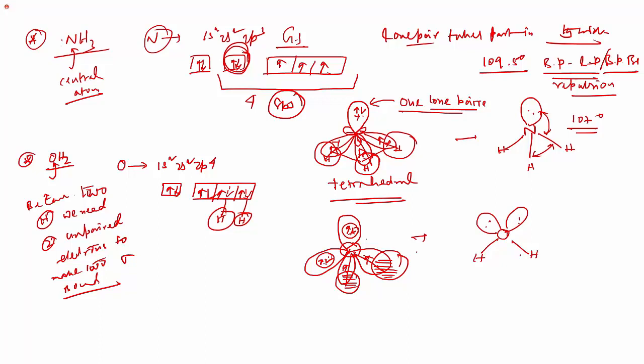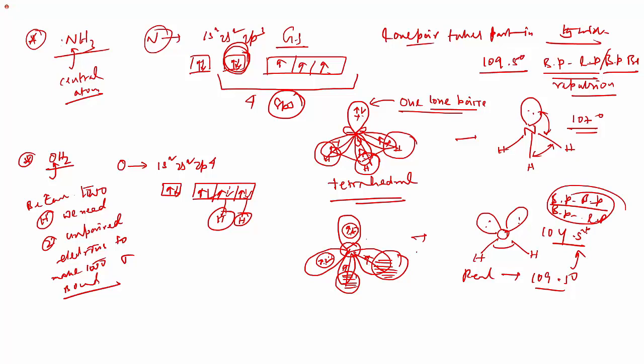So that's why this bond angle is 104.5 degrees, but in the real tetrahedral case the bond angle is 109.5 degrees. But due to bond pair repulsion and bond pair-lone pair repulsion, this angle goes down to 104.5 degrees.